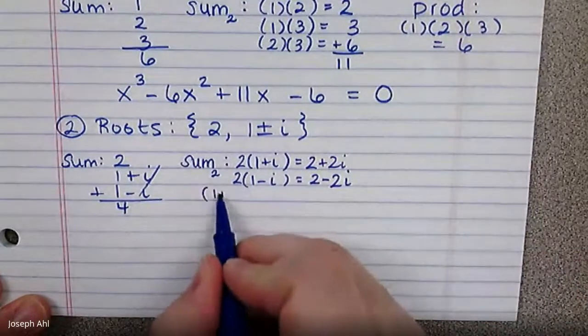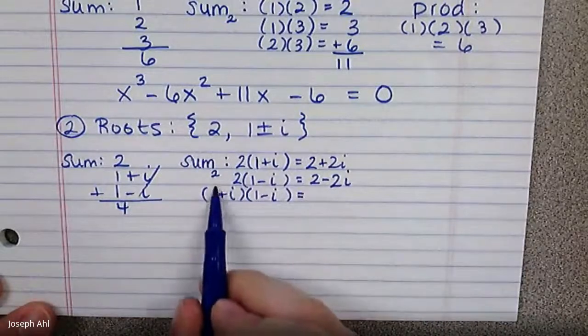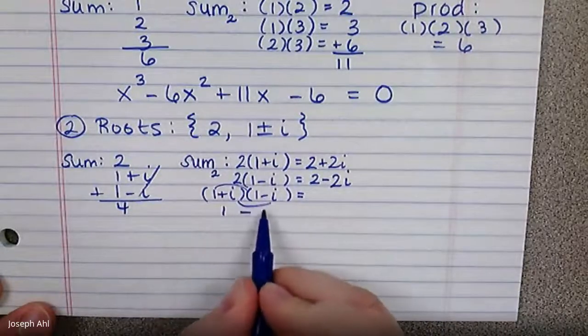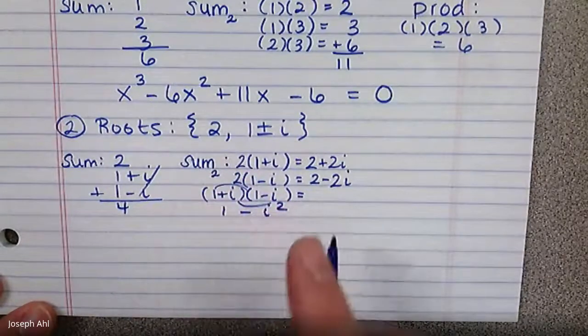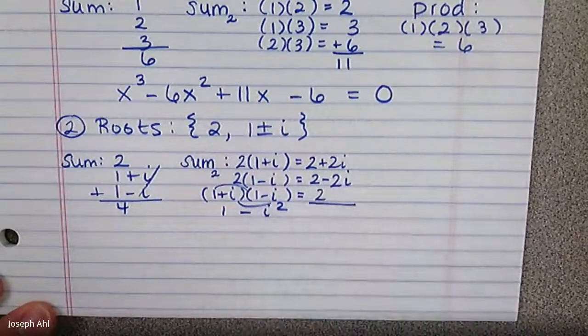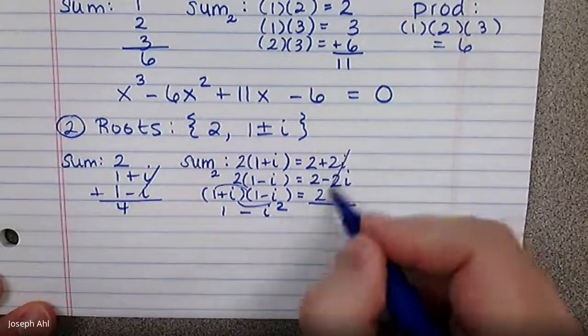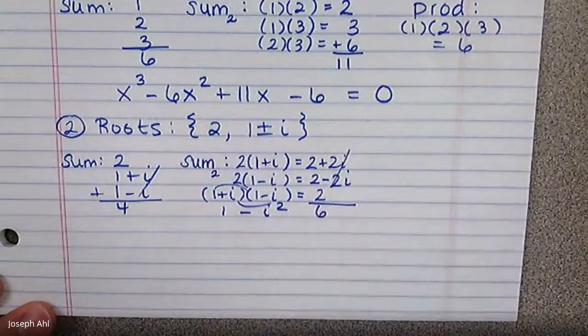And the last product is 1 plus i and 1 minus i, that conjugate pair. So that's going to become 1 minus i squared, right? First and the last. If i squared is negative 1, 1 minus negative 1 is 1 plus 1, or 2. We're going to find the sum of these products 2 at a time, which is a total of 6. 2 plus 2 plus 2.